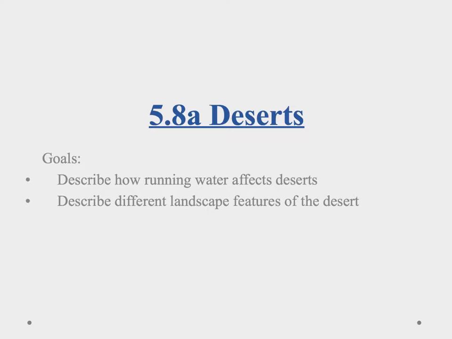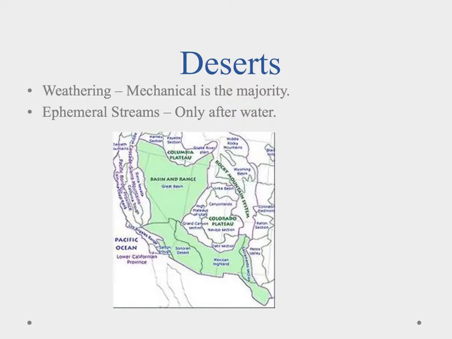In this video we will describe how running water affects deserts, and then we'll also describe the different landscape features of the desert. Deserts are defined by their noticeable lack of water. So we don't see water all the time. We're not going to see a lot of rainfall throughout the year, but we still have some of the same processes we see in more temperate regions or in more tropical regions, in areas where you're going to have a lot more water and precipitation.